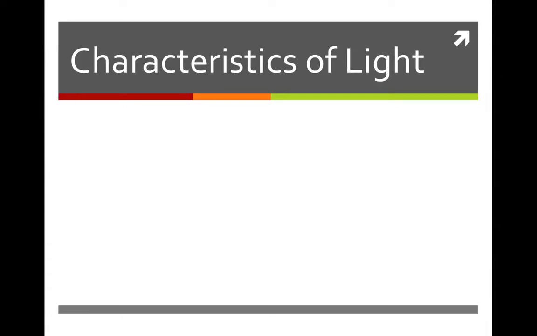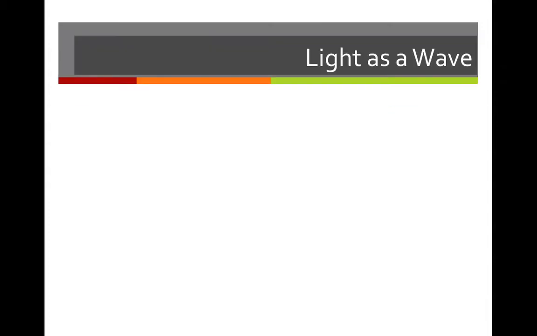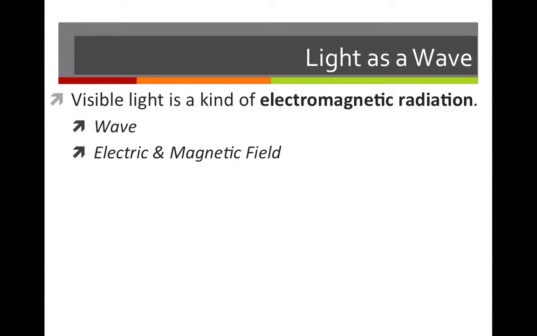Okay, this is characteristics of light. This is starting our new unit on electrons and electron configuration. So first, most people know and think of light as a wave, light waves. In fact, visible light we call electromagnetic radiation.